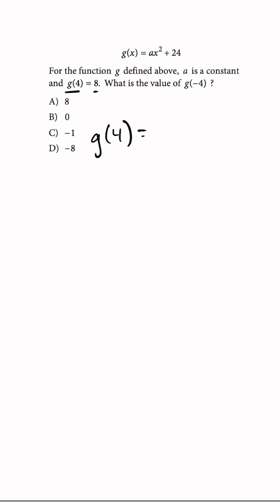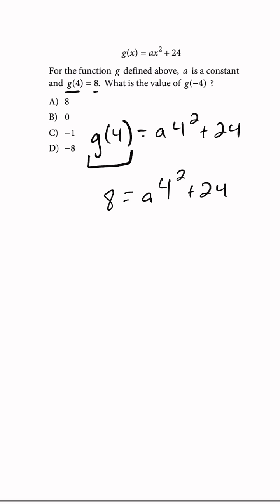So we would have a times 4 squared plus 24, and we can also just replace this g of 4 with 8 because they're equal to each other. So 8 is equal to a times 4 squared plus 24. Now we need to solve for a, and then we can work on the next part of the problem. If we want to solve for a, we need to get a by itself.